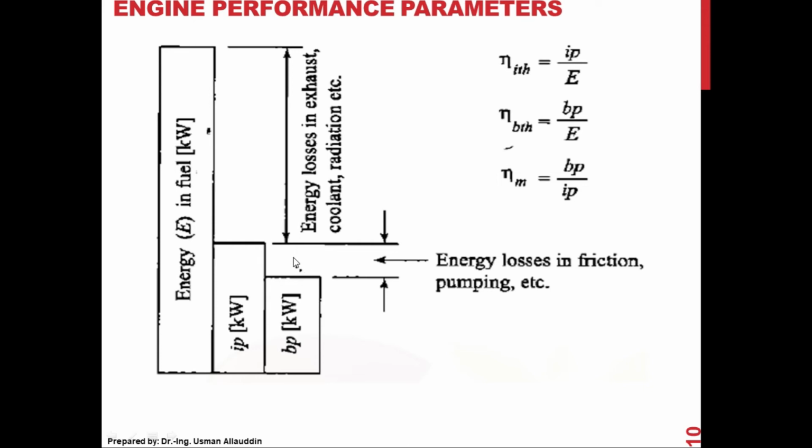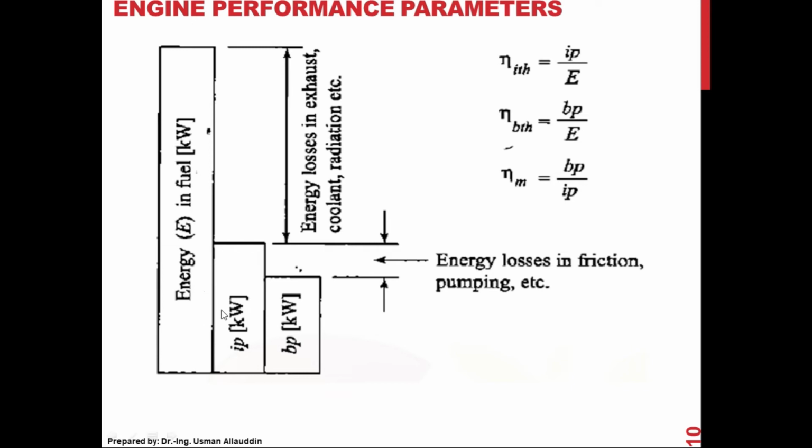And then there will be further losses, and these losses are the energy losses in friction and pumping. Because in the internal combustion engine we have a lot of moving parts, and whenever two parts are moving and rubbing against each other, some energy will be produced because of the friction. Some heat will be generated, and this heat will be lost to the surroundings.